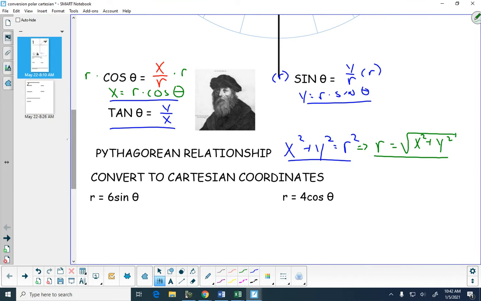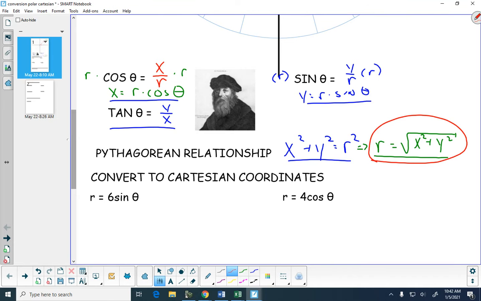So if we take a look, let's convert to a Cartesian coordinate system. We have an equation r equals 6 sine of theta. That is polar coordinates. We want to change this into an xy coordinate system. Well, r is equal to the square root of x squared plus y squared. If I would substitute that in right away, that would get us really ugly, because I do not like dealing with radicals in my equations. So I save that for the very end.